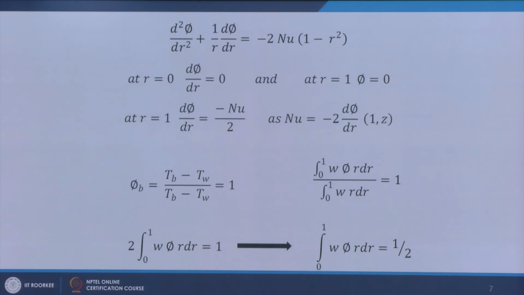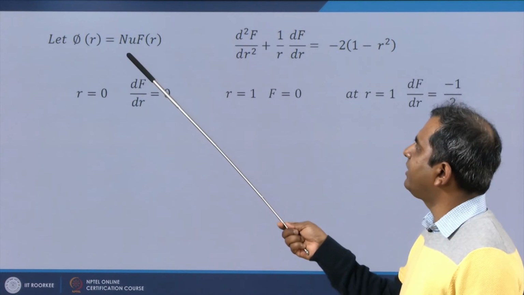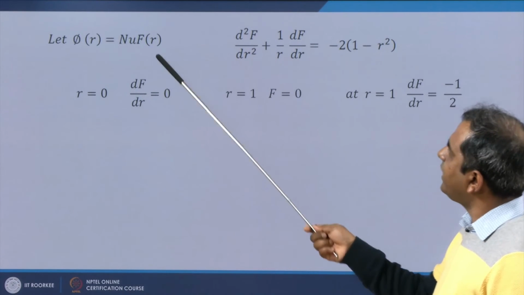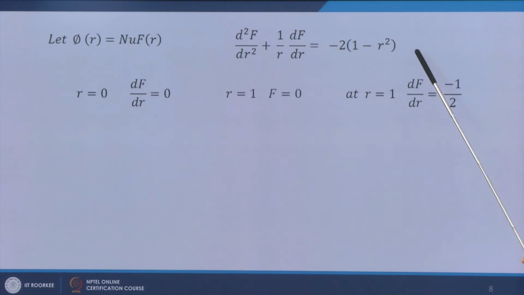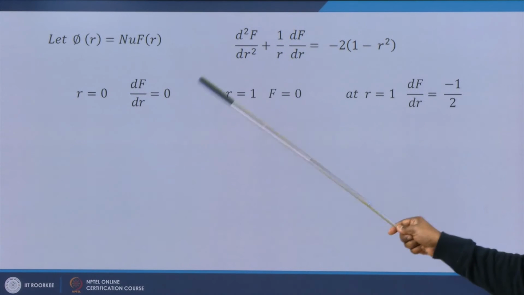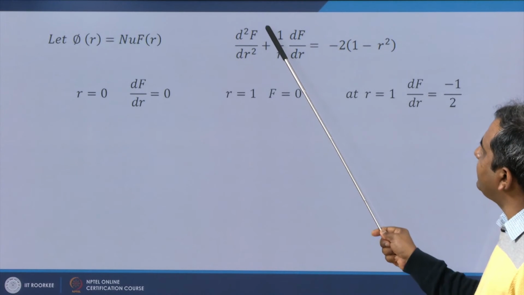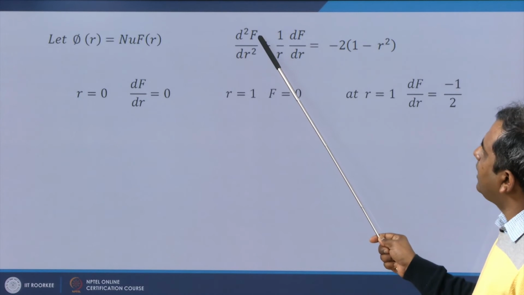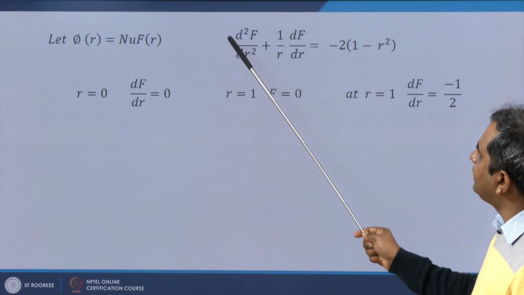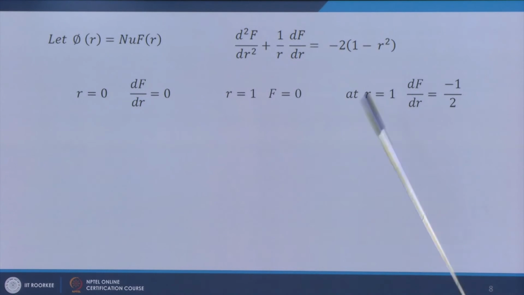Next, let us try to solve this equation. To simplify it further, let us consider that phi is equal to Nusselt number into f. So if we consider that, my equation turns out to be like this, cancelling the Nusselt number from both sides, as we have considered phi equals Nusselt number into f. So the Nusselt number can be cancelled from both sides, and it becomes a little bit simpler in nature.